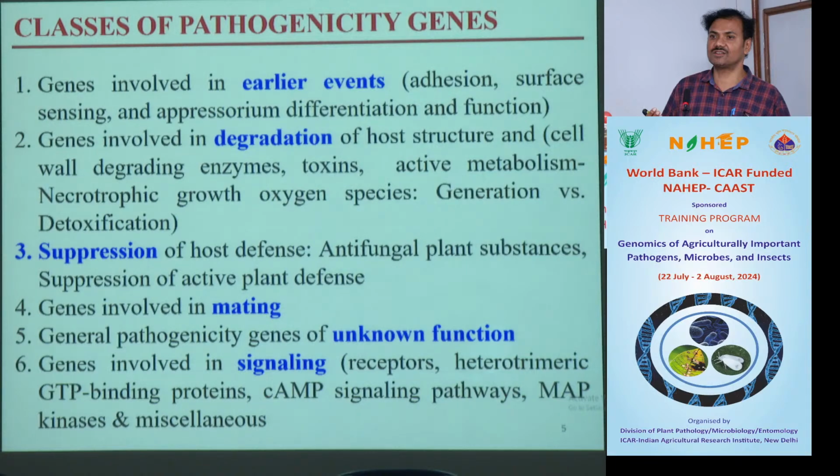For these earlier events, several genes are involved, so we can group them as early event genes. The other group is the genes responsible for breaching the barrier, to break the barrier and enter. The third is that the host will also try to react with some defense mechanism, like PTI I told you, and that has to be overcome. So there are suppression mechanism genes responsible for that. Once the pathogen causes infection, it will spread throughout the plant, and finally it has to come out of the plant. How will it come out?